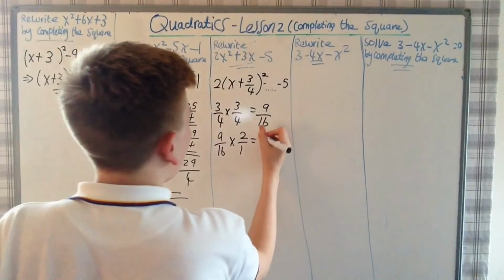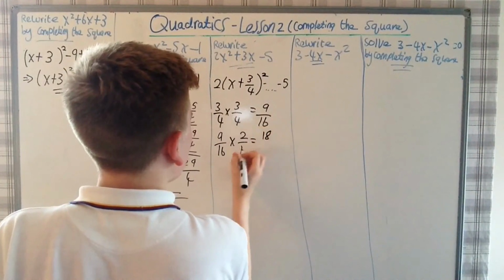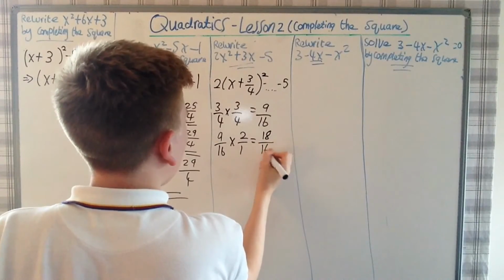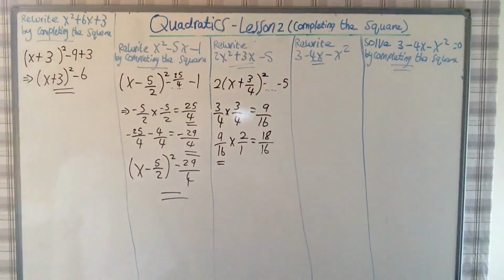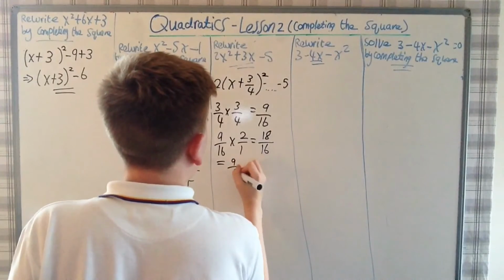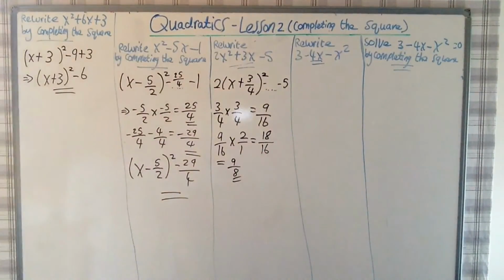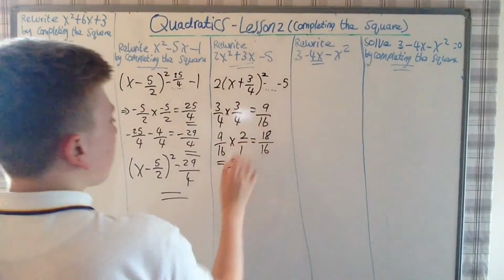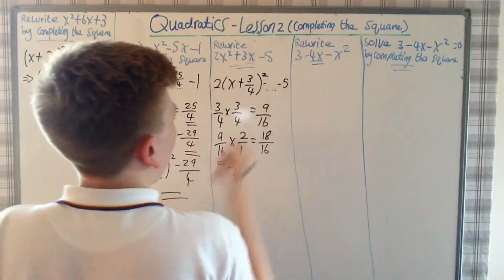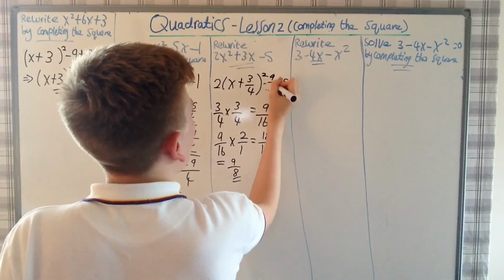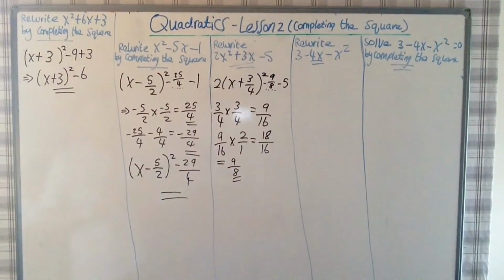So what we get here is 18 divided by 16. And if you want to simplify that, you can. That would become 9 over 8, dividing both by 2. And then we're subtracting this here. So this becomes 9 over 8, okay?